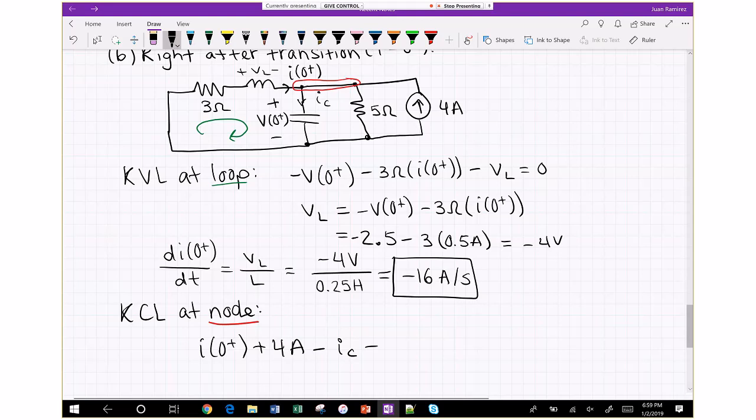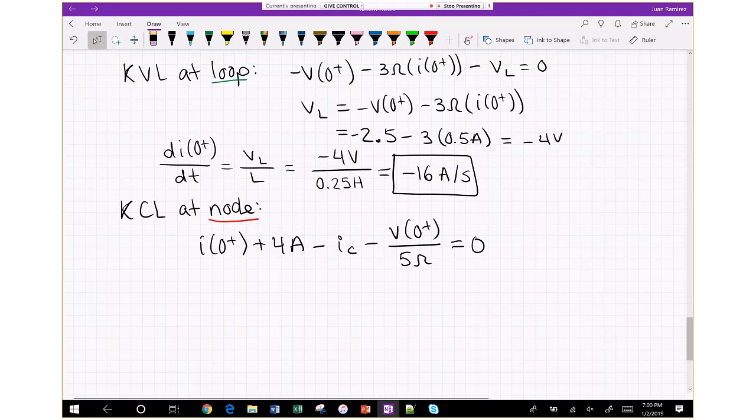What is that current going through the 5 ohm resistor? It's actually the voltage across that resistor divided by the resistance, right? Because of Ohm's law. And I know the voltage across that resistor because I know the voltage across the capacitor, and they are in parallel. So this is really where it becomes a lot of circuit analysis. Nothing too complex, but you just have to be able to see some of these things.